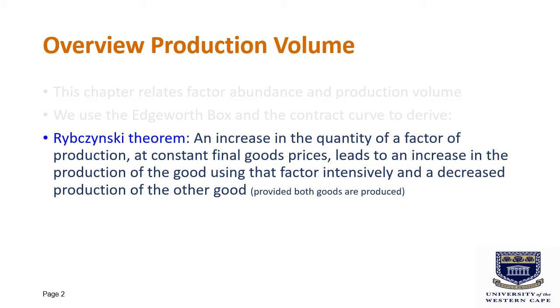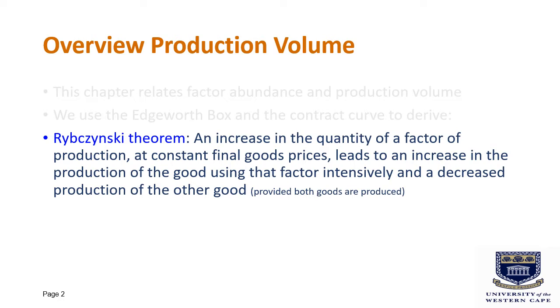So what does the Rybczynski theorem say? It says that any increase in the quantity of a factor of production at constant final good prices, meaning final goods prices not changing, will lead to an increase in the production of the good using that factor intensively and a decrease in the production of the other good.